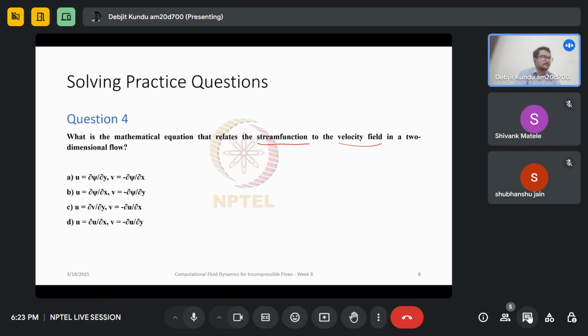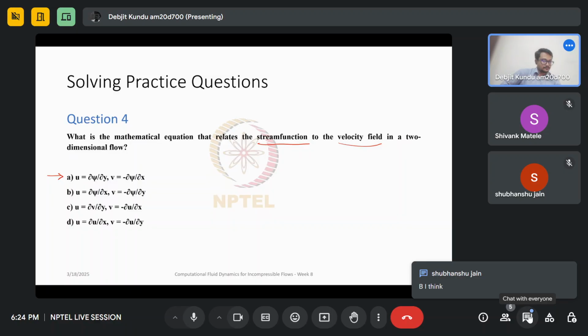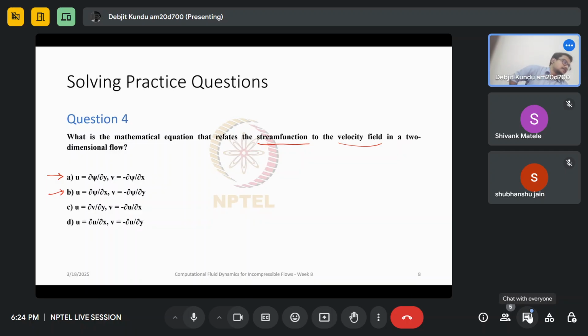We have got one response in favor of option A. Let's see what others have to say. Okay, we've got another response in favor of option B. Let's take a look at the correct answer.